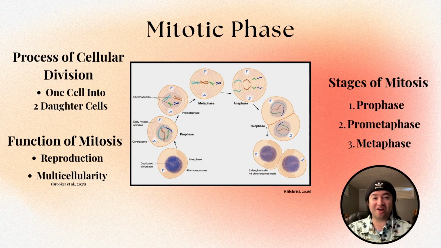Okay, next we're going to be discussing a phase of cell division, this being mitosis, as shown in the picture in the middle of the screen. Mitosis is a cellular process where cells divide in order to reproduce and replicate. One cell divides to produce two new cells called daughter cells. These daughter cells are typically genetically identical to the original cell.